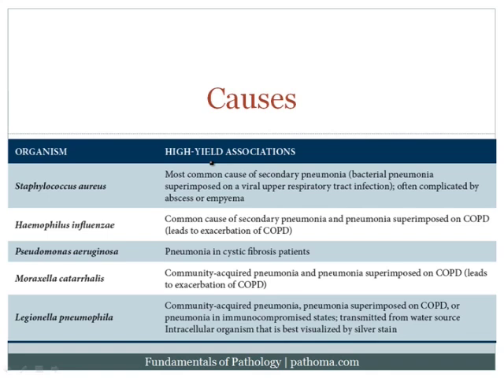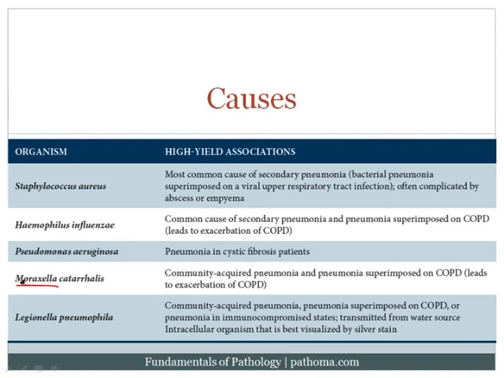This is a common cause of secondary pneumonia, which we've already talked about, and pneumonia superimposed on COPD. So this can result in patients with COPD getting superimposed pneumonia, which then leads to exacerbation of the COPD. Pseudomonas aeruginosa can also cause a bronchopneumonia. The classic patient who develops this is the cystic fibrosis patient.